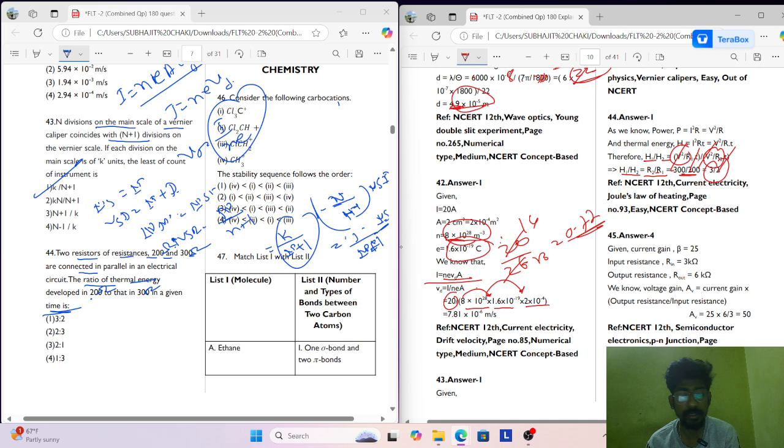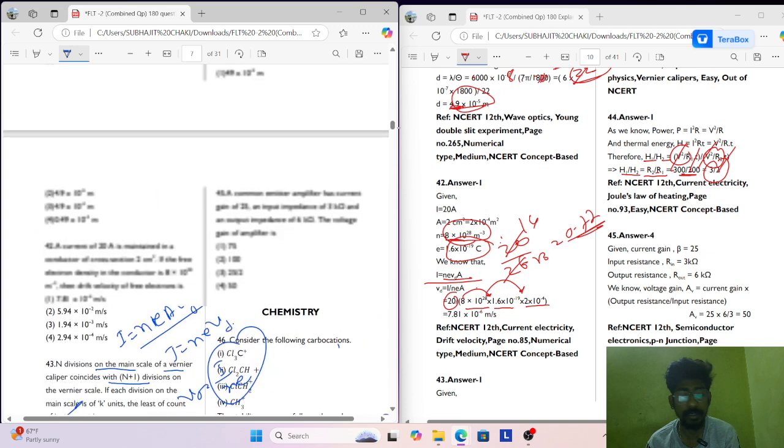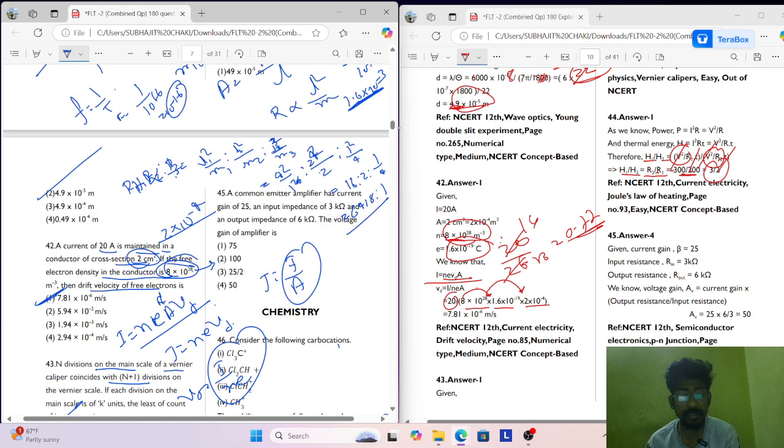Okay, not ohm, this is 20, no. 3 by 2. Okay, the H ratio is inversely proportional to the R ratio. In this case, you have to remember H is proportional to 1 by R. So H1 by H2 will be equal to R2 by R1.